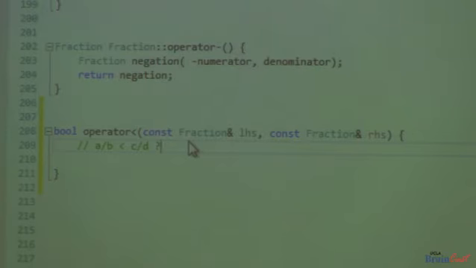Okay? So it's like A over B minus C over D and compare with 0. Oh, okay, yeah, subtract the two and see if it's less than 0. Okay? Now, the trick with all of this is, how do you determine if the fraction is negative?